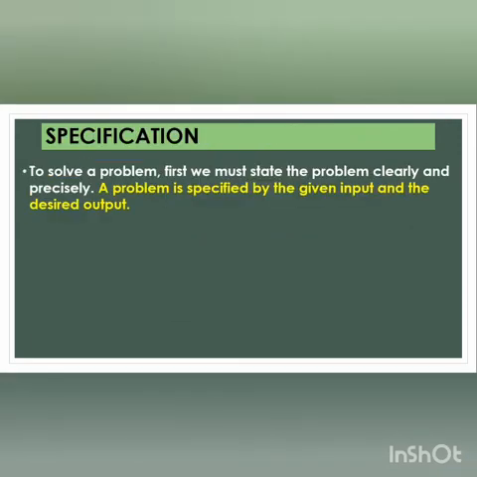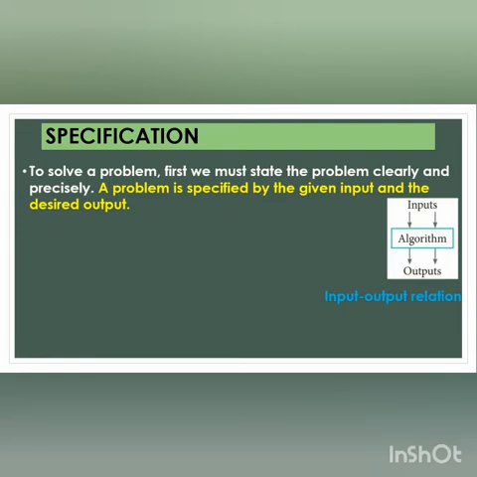Now, we will discuss the detailed concept of specification. Already we have learned specification, right? To solve a problem, first we must state the problem clearly and precisely. The first step in problem solving is to state the problem precisely, that is, shortly and exactly. Then a problem is specified by the given input and the desired output.